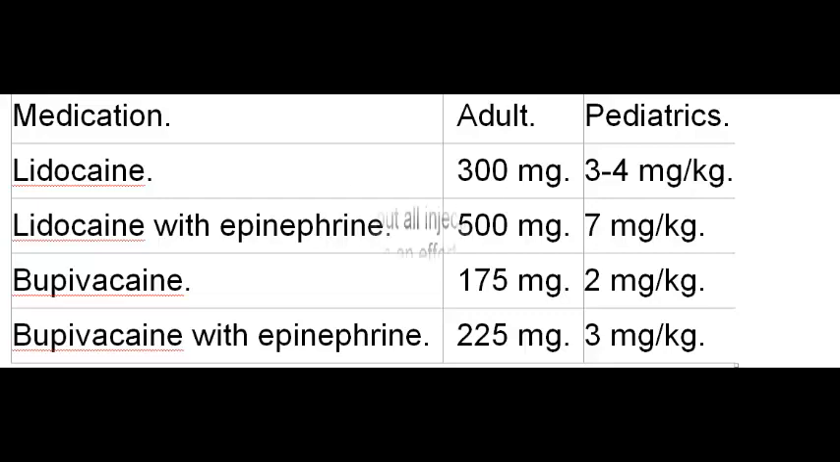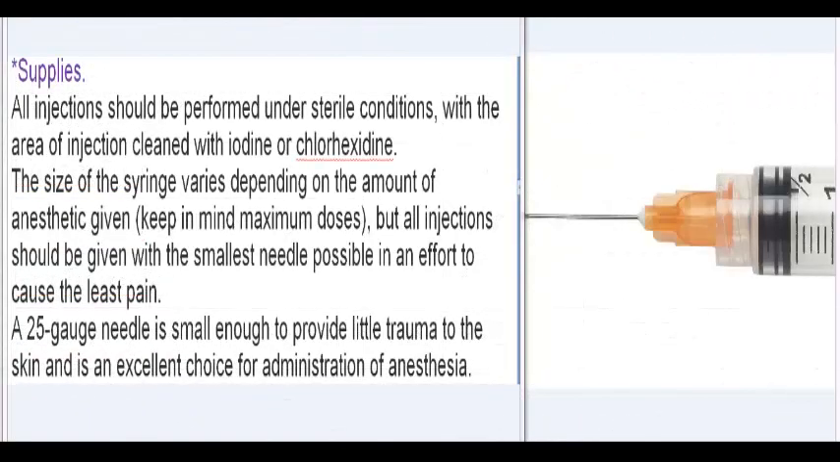Supplies. All injections should be performed under sterile conditions, with the area of injection cleaned with iodine or chlorhexidine. The size of the syringe varies depending on the amount of anesthetic given. Keep in mind maximum doses, but all injections should be given with the smallest needle possible in an effort to cause the least pain. A 25-gauge needle is small enough to provide little trauma to the skin and is an excellent choice for administration of anesthesia.